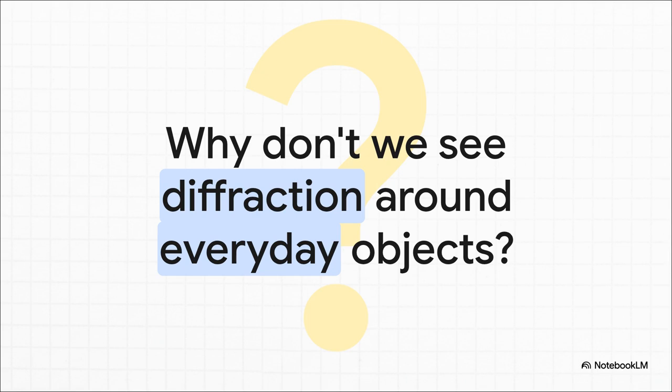And I'll leave you with one final thought to ponder. If light is a wave, and we know waves bend, why don't we see diffraction patterns all around us, like when light passes through a doorway? Why does it just seem to travel in a straight line? Well, the answer lies in the relationship between the tiny wavelength of light and the huge size of the doorway.